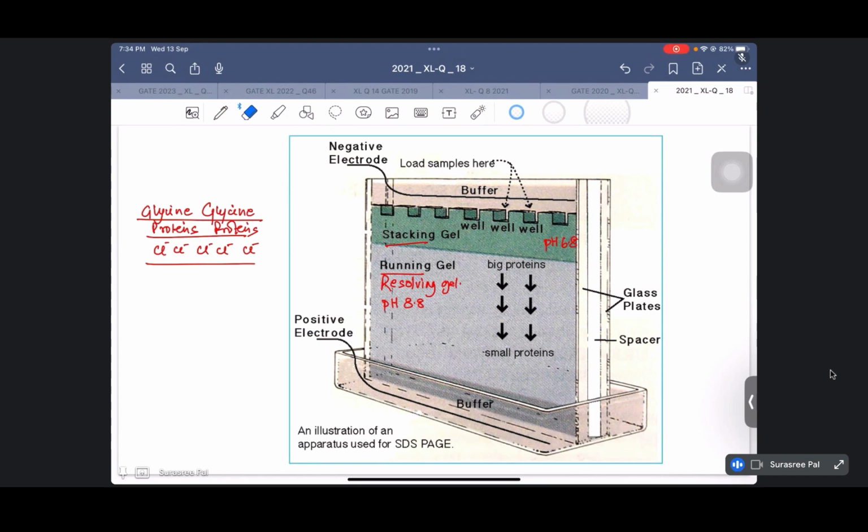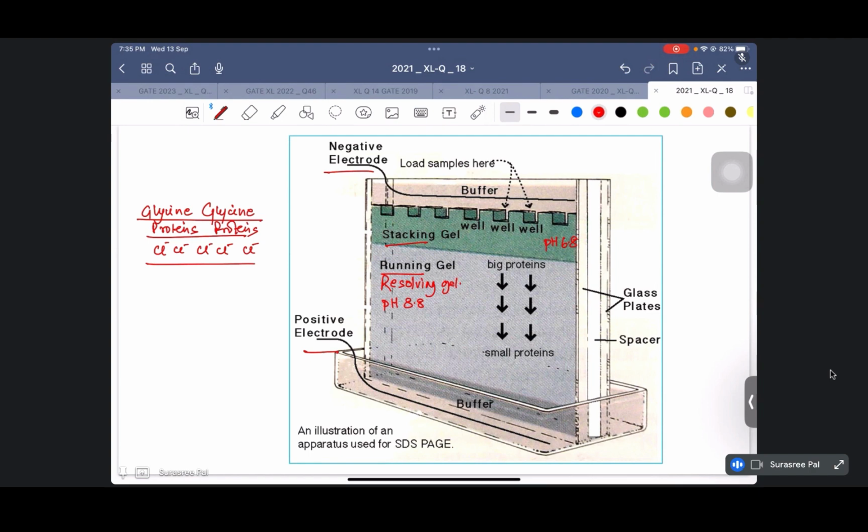Then in the resolving gel, as you mentioned, the pore sizes are smaller, and the proteins will be resolved according to their molecular weight. So the bigger proteins will be on the upper side of the gel, and the smaller proteins will migrate much faster. There are the negative electrode and the positive electrode, and the proteins are all negatively charged because of the SDS that is attached to them. So the negatively charged proteins will move towards the positively charged electrode.